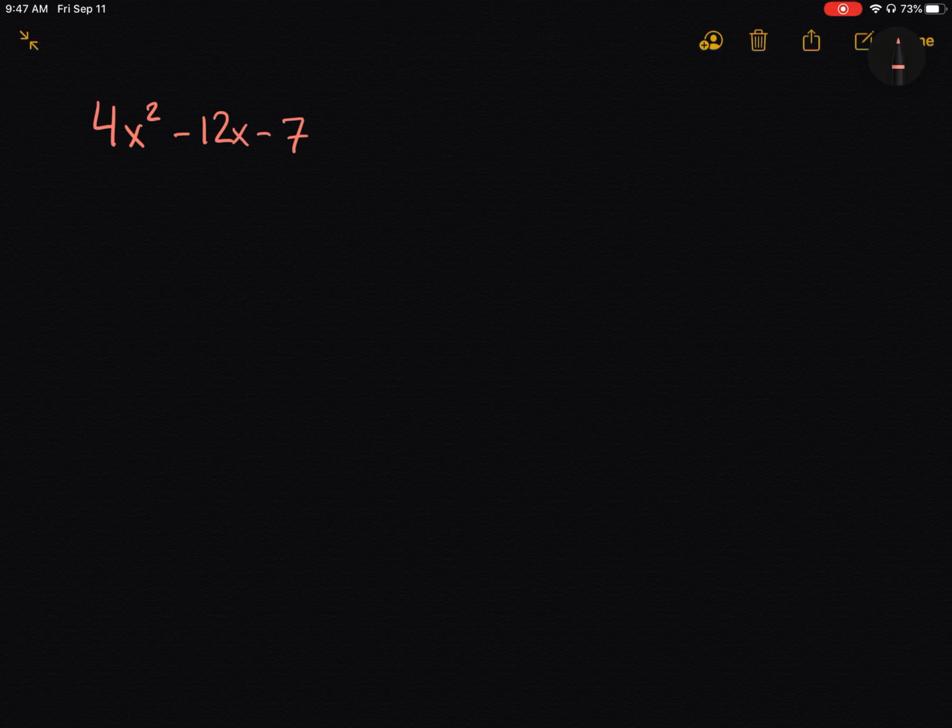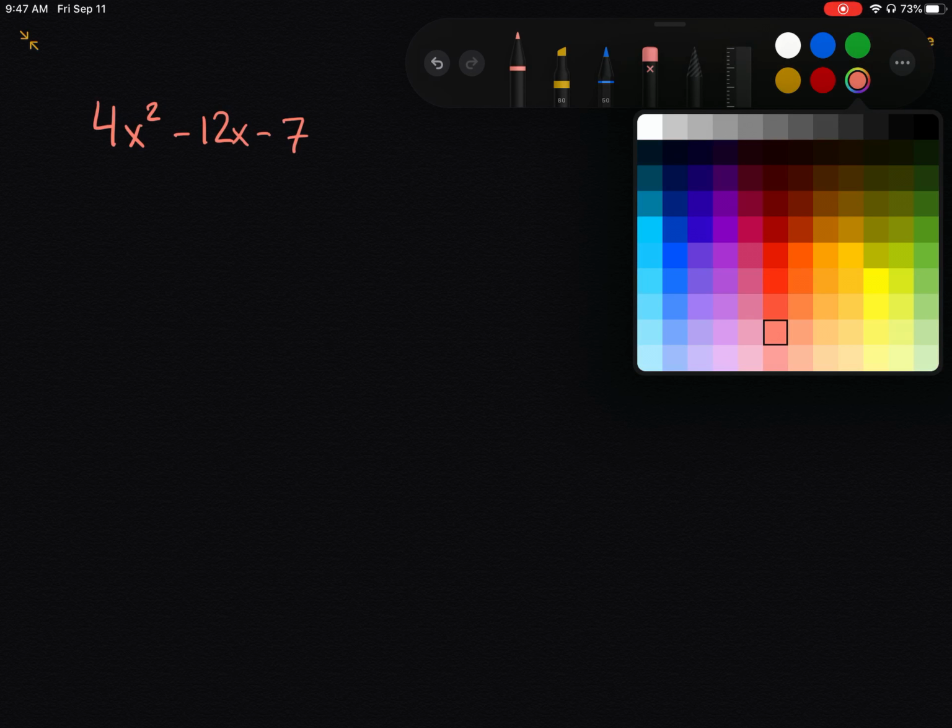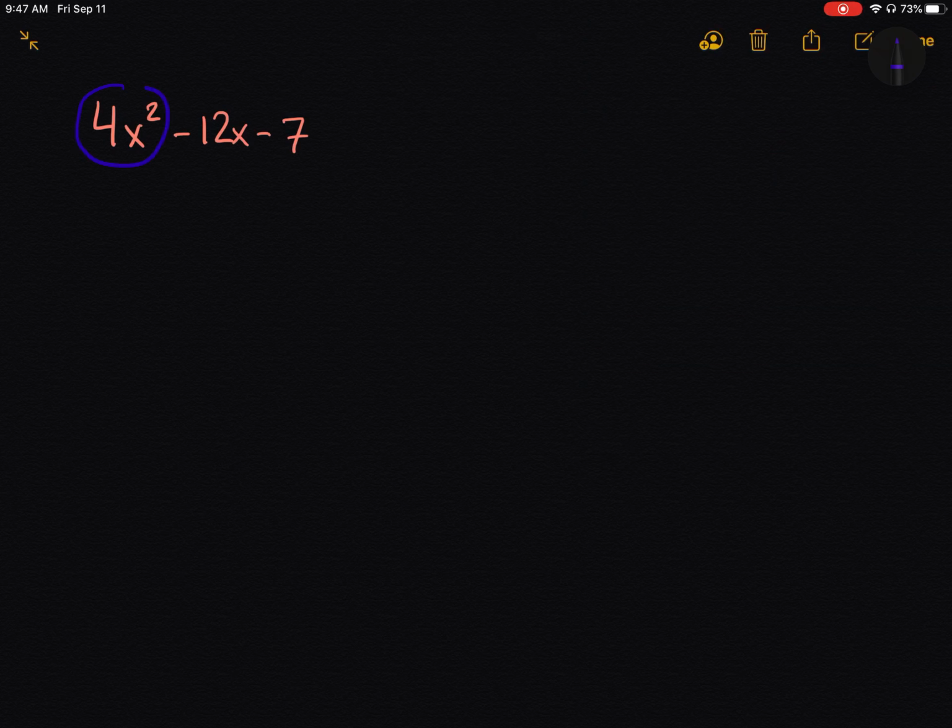So if we want to factor, we need to use the factors of the first term and the last term. So that means we're going to take this 4x squared and the negative 7, and we're going to multiply them. So we get 4x squared times negative 7, and that's going to give us negative 28x squared. And so the negative 12 comes from the factors of negative 28x squared that will add to be negative 12.